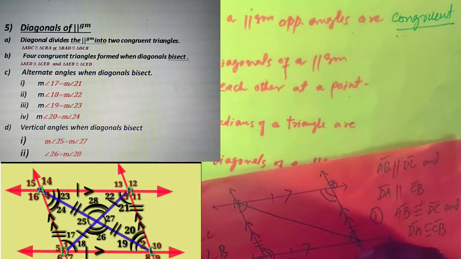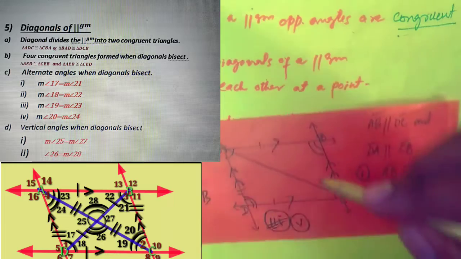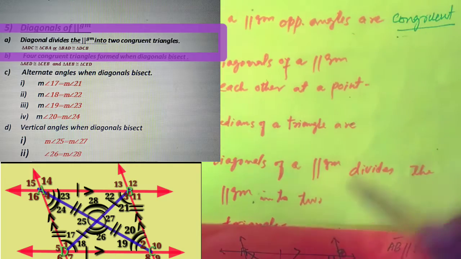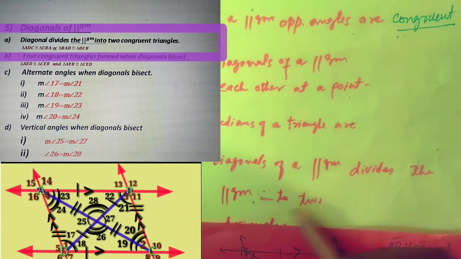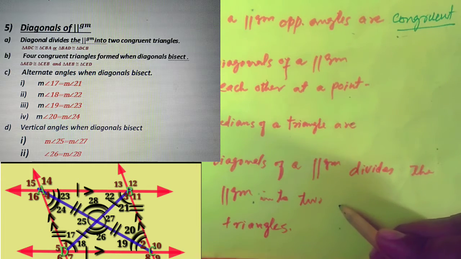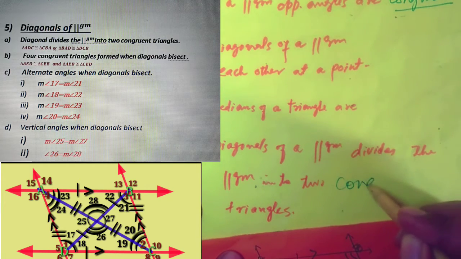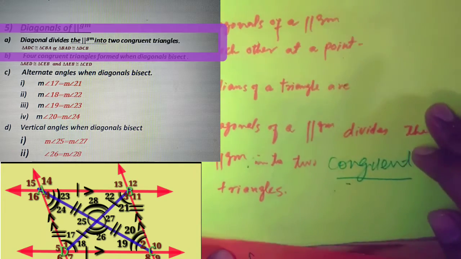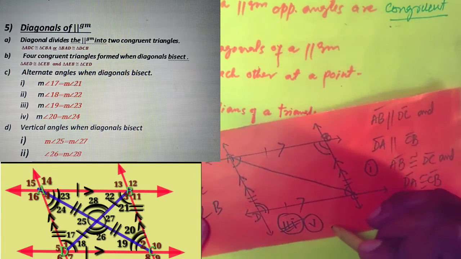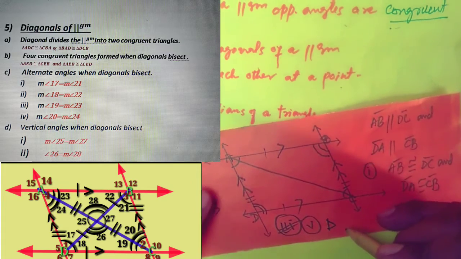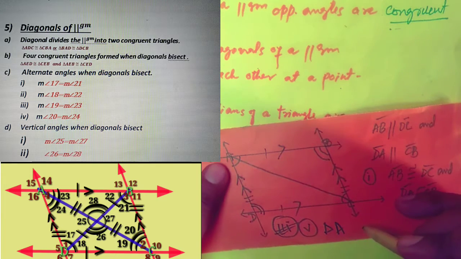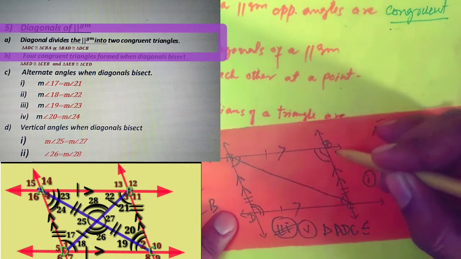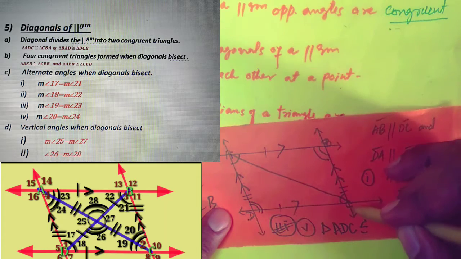This diagonal divides the parallelogram into two congruent triangles. So the diagonals of a parallelogram divide the parallelogram into two congruent triangles. Triangle ADC is congruent to triangle CBA.